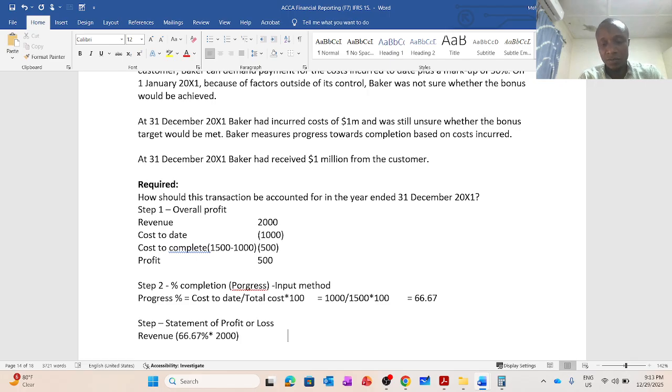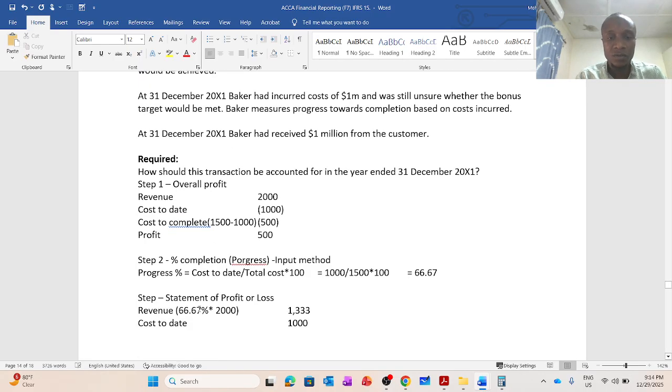0.6667 to 40p multiplied by 2000. So it's, to the nearest, 1333. Then the cost to date, from the question, is 1000.